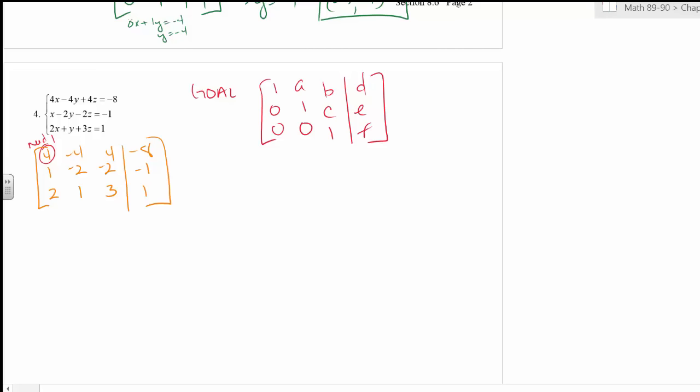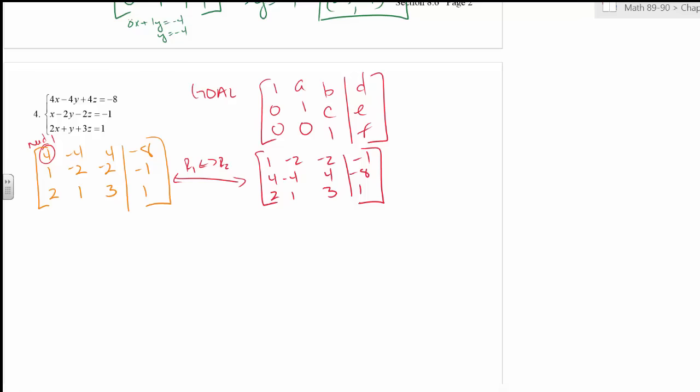So you have to start with the diagonal first, because if you don't, when you try to get a 0, you can undo work. So there's a lot of strategy that goes into this. So do you see a quick way to get to that next matrix? Well, we can interchange rows 1 and 2. So let's do that. So the top row becomes 1, negative 2, negative 2, negative 1. Second row becomes 4, negative 4, 4, and negative 8. And third row becomes 2, 1, 3, 1. Okay, now where do we go next?